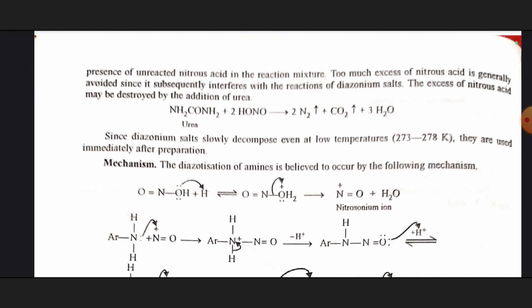Too much excess of nitrous acid is generally avoided since it subsequently interferes with the reaction of the diazonium salt. The excess of nitrous acid may be destroyed by the addition of urea. Since diazonium salts slowly decompose even at low temperature, 273 to 278 Kelvin, they are used immediately after preparation.